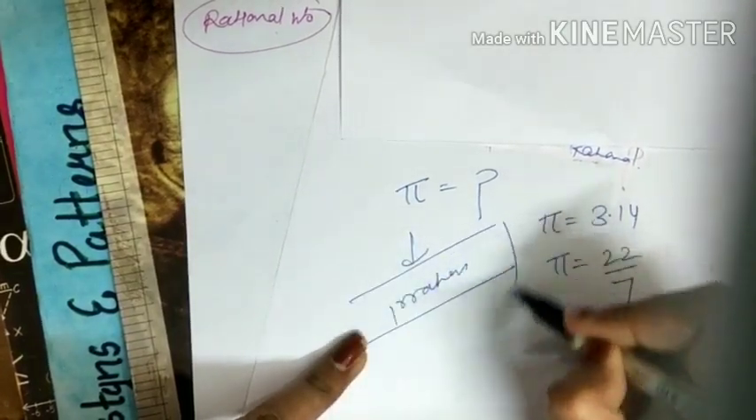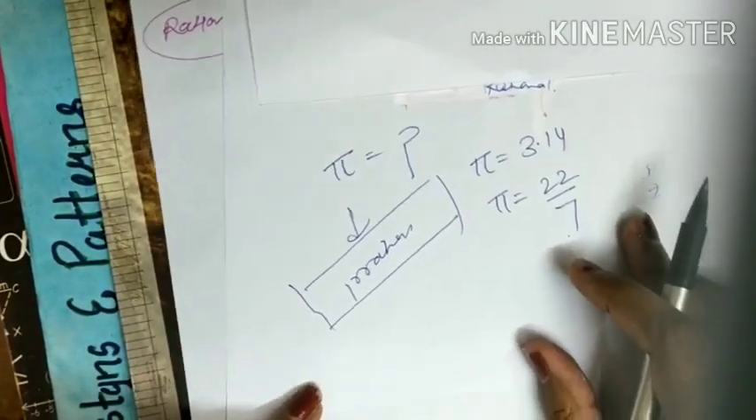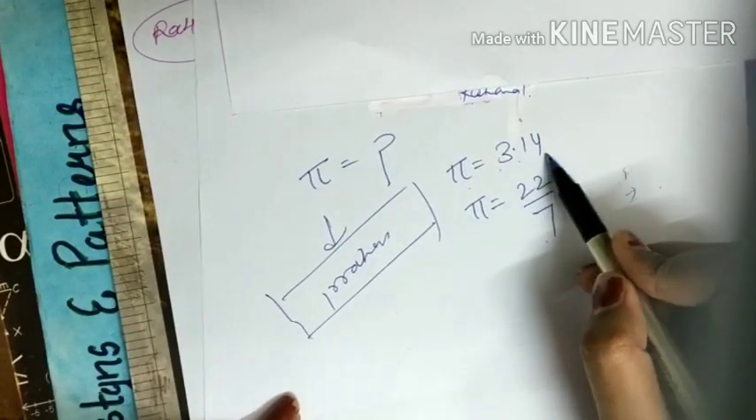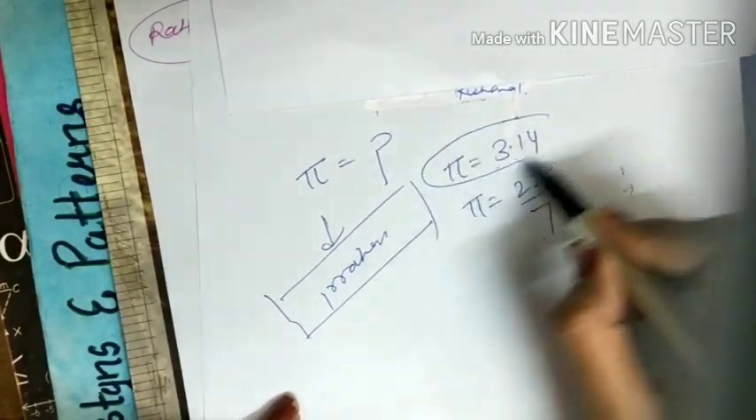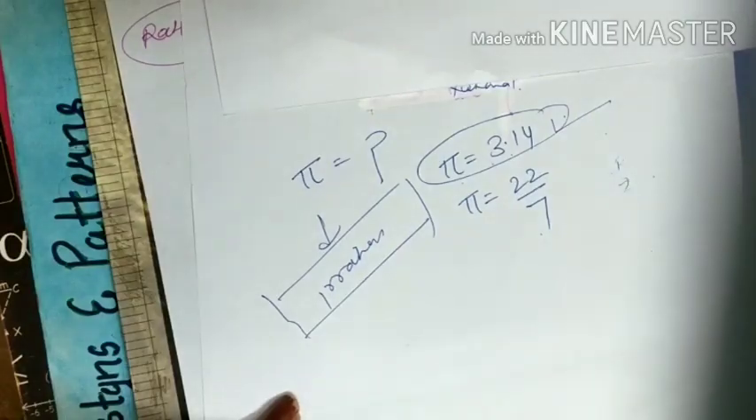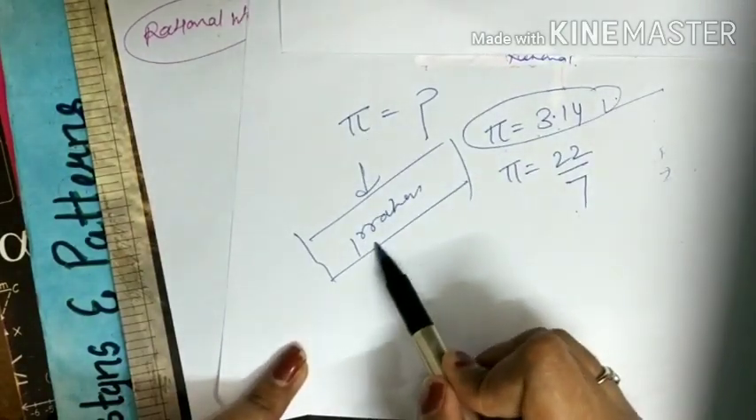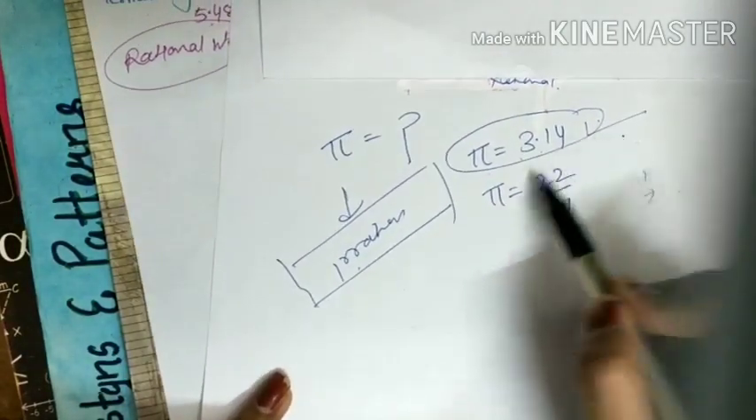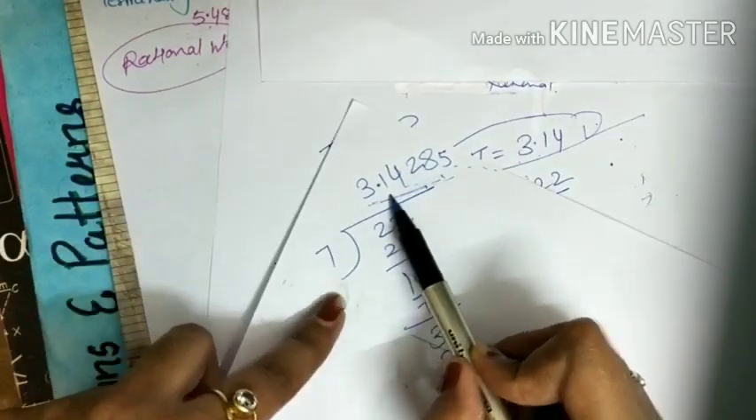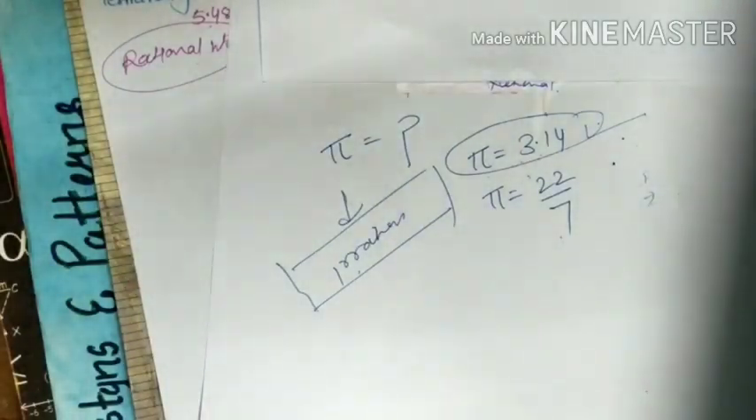Note it down, children. It's a very important question for your exam. Pi is equal to 3.14, we are using just to make our calculation easy and simple. But the exact value of pi is not 3.14. It's an approximate value. So pi is a non-terminating and non-repeating number. That's why it is an irrational number.